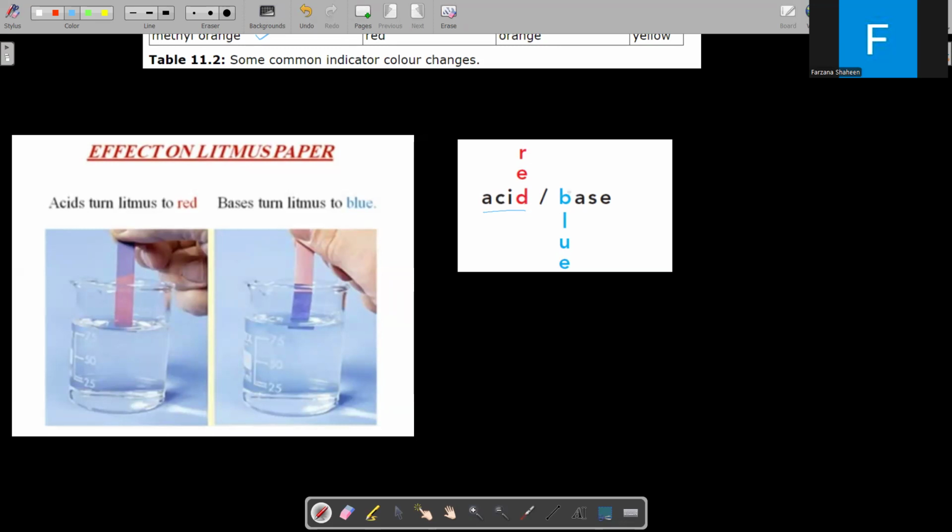And base has a B. So alkali or base. Inshallah, we will learn more about the difference between a base and an alkali, which will be done in the next video. So don't forget to watch that video. So acids, they have a D, so it becomes red, and base has a blue B, so bases turn litmus to blue.